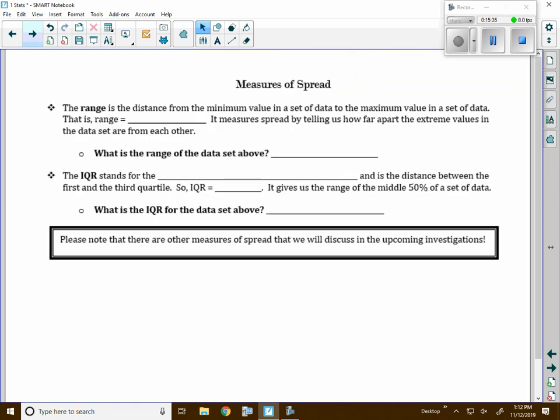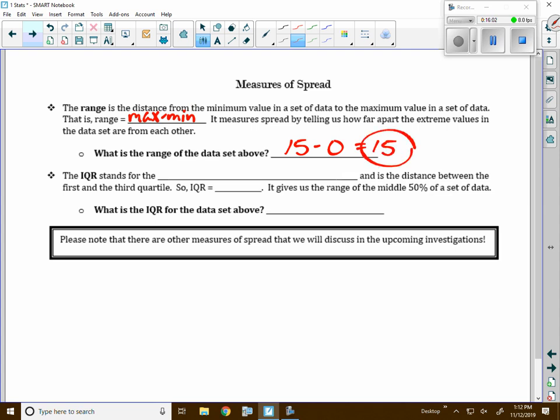All right, so let's do it. We're going to talk about something called range and interquartile range. Raise your hand if you've done interquartile range before. Okay, all right, a couple of you. All right, so our range, if we just talk about regular range, it's your maximum minus your minimum. Okay, so what was our max in our previous question? 15. And what was our minimum? 0. That would mean our range is 15. 15 minus 0, 15.